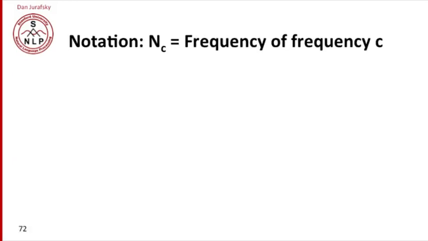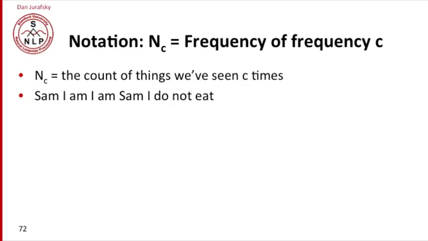So to see how this intuition works, we're going to introduce some notation. The notation is big N sub c, and that will mean the frequency of frequency c, meaning how many things occurred with frequency c. How big is the bin of things that occurred with frequency c? That's not very intuitive, so let's look at some intuitions.